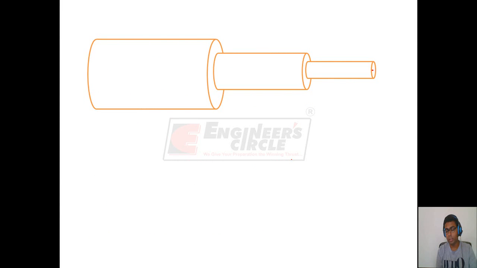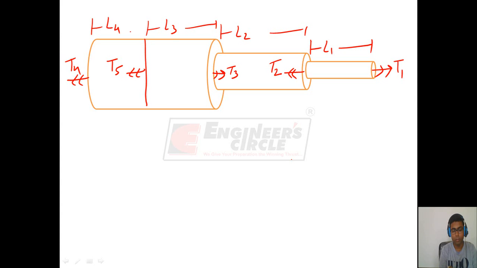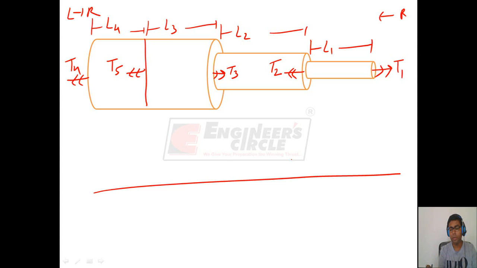Let this shaft be subjected to some torque T1 here, T2 here, T3 here, T4 here, and some T5 here. Let this length be L1, this length be L2, this length be some L3, and this length be some L4. To draw the internal torque diagram, draw a horizontal line. We can start either from left to right or from right to left. In this particular case, let us start from right to left. So we will be moving from here to here.